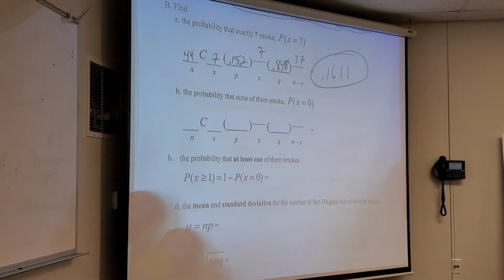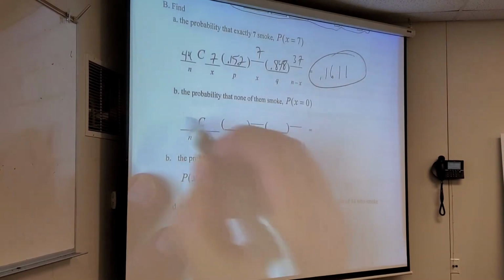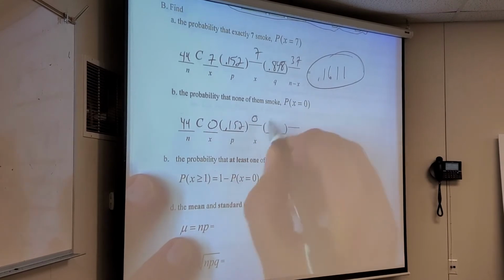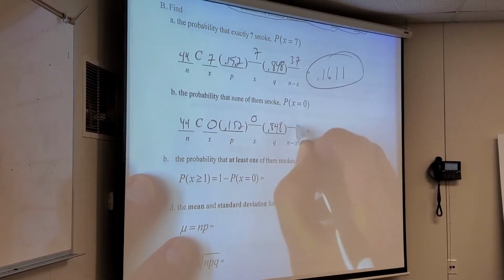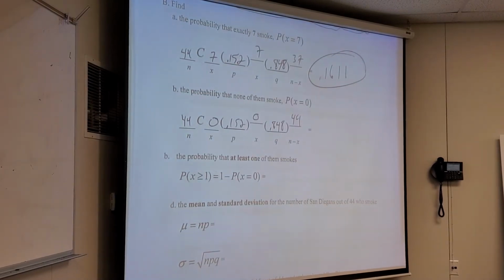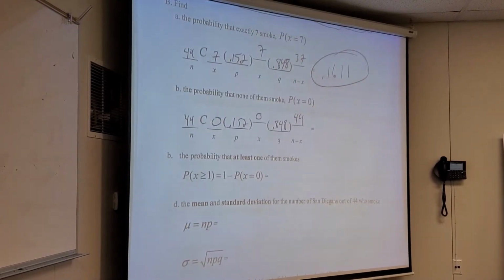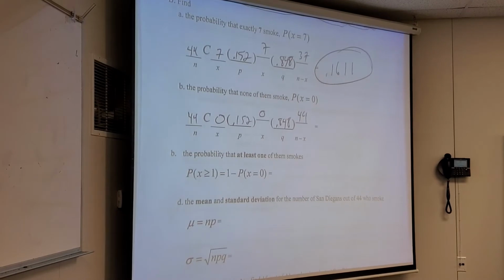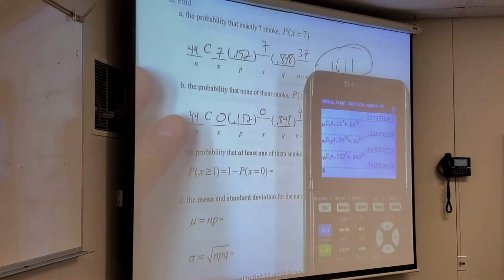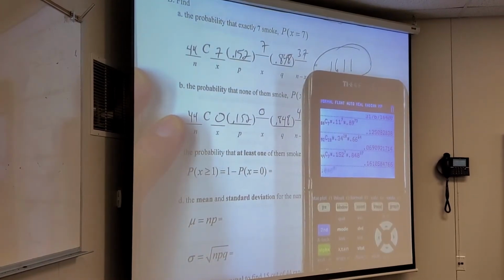The probability that none of them smoke, so I got 44 people. I want none of them to smoke, so I got no what we're calling successes. And all of them are over here. So in general, success doesn't have to be a happy thing. If I'm out there looking for rabid squirrels, then a success is a rabid squirrel, right? So success is just what I happen to be looking for. So I'm going to do this and get the same answer you guys got.